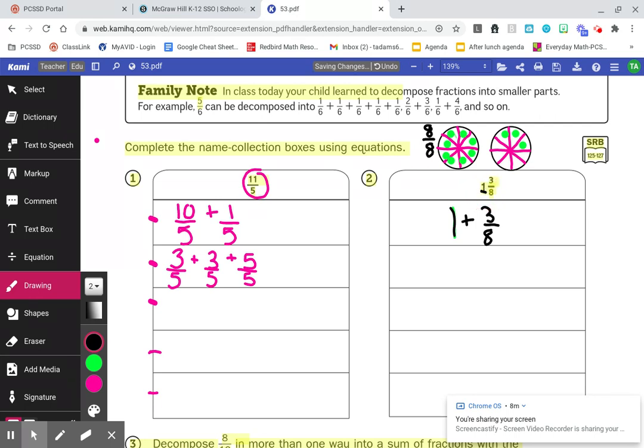How many slices are in this whole pizza? 8. And how many did we eat? 8. We ate the whole thing. The entire pizza is what we ate. Okay. So how can I show that as a fraction? Well, instead of writing 1, I'm actually going to write 8 eighths. 8 out of 8, 8 eighths.